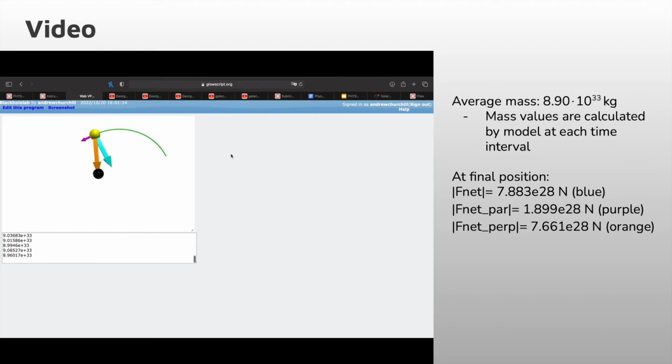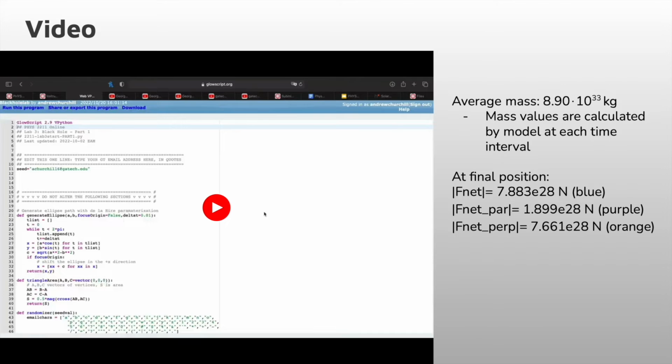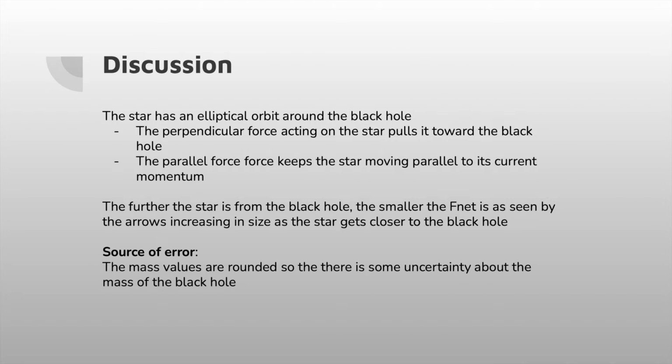This video shows the elliptical orbit around the black hole that the star takes. It is calculating the mass values at each time interval. I took these masses and made an average of them and got the value 8.9 times 10 to the 33rd kilograms.